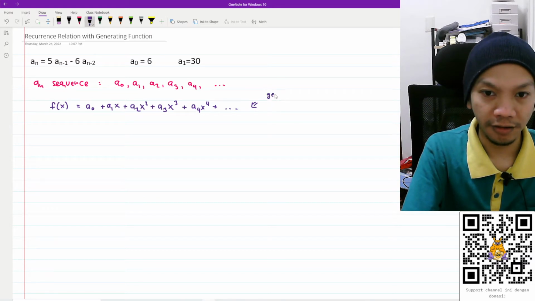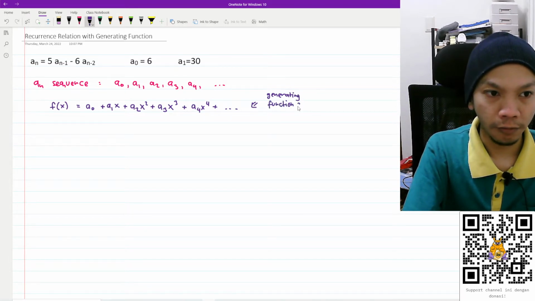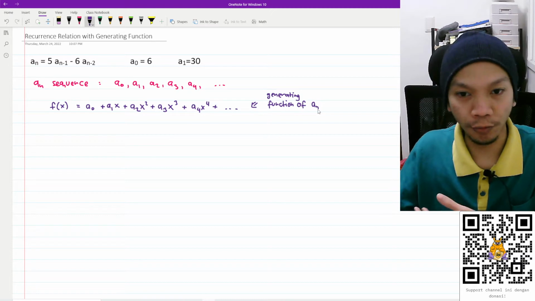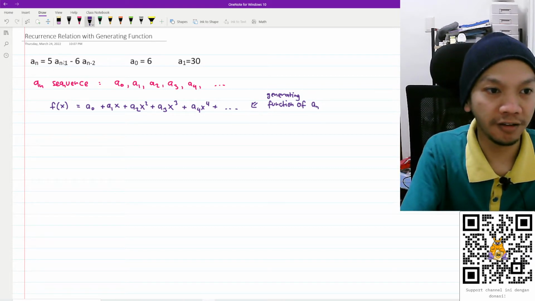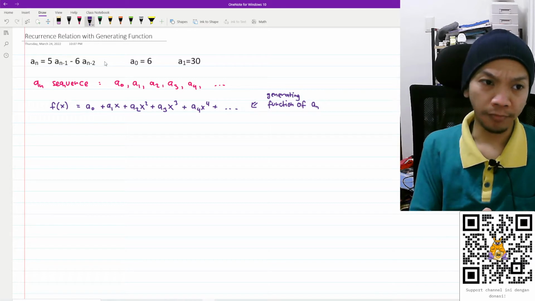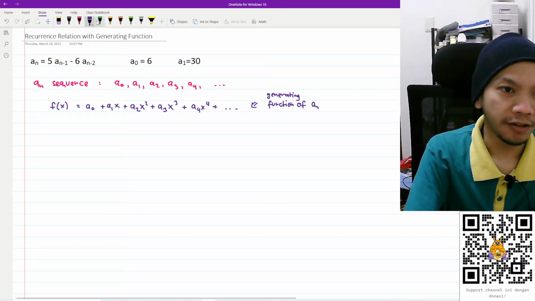Let's write that: generating function of a_n. So now our task is finding a_0, a_1, a_2, a_3, and so on that fulfill this recurrence relation. Okay, now let's leave the generating function for a while.